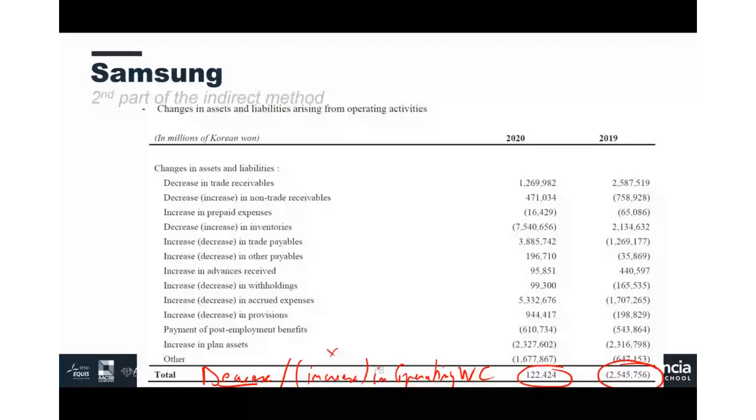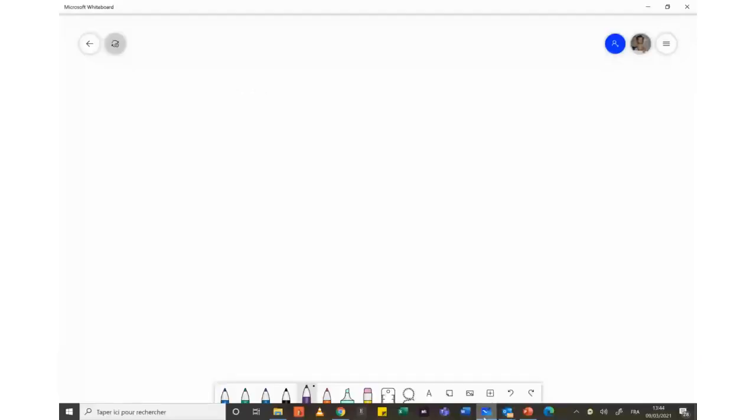In 2019, the situation was totally different. Because of the increase in sales revenue, we can suppose we have an increase in sales revenue, we increase the operating working capital. But because we increase the operating working capital, we are decreasing the cash. So it's a cash outflow. We can explain this with the balance sheet.